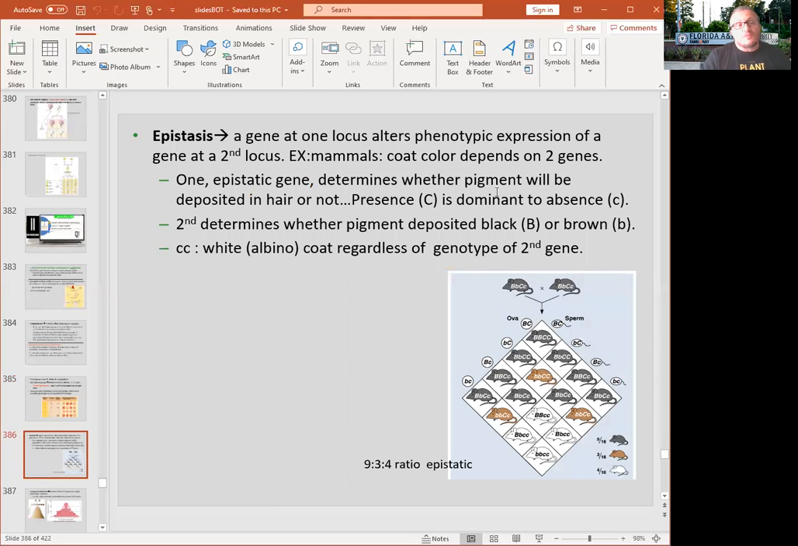B. Epistasis is when we have 2 genes, and 1 gene influences the other gene's expression. So you see here the coat color of rats, mammals. Another example is this ratio, which looks like a 2-gene ratio but is actually a little off, 9:3:4. This tells us it is an epistatic situation.